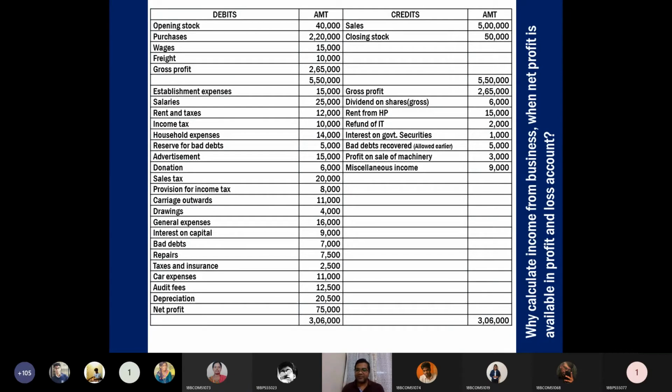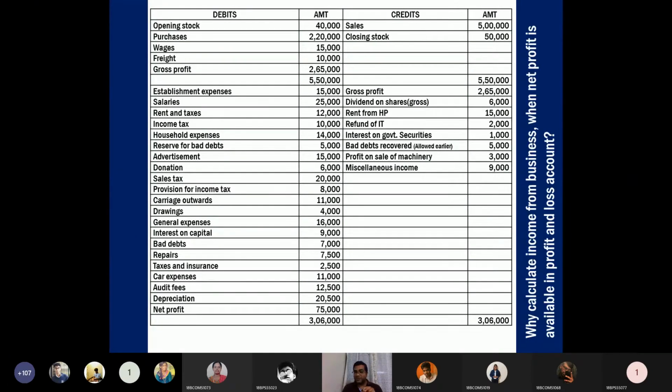So why has it come here? It should not have come here. That means it's trying to show more income, right? Very good. Any other income which you feel should not come here and is not a business income? On shares, sir. Very good. Income from shares. What are the shares we have here? Okay, dividend on shares. Very good.